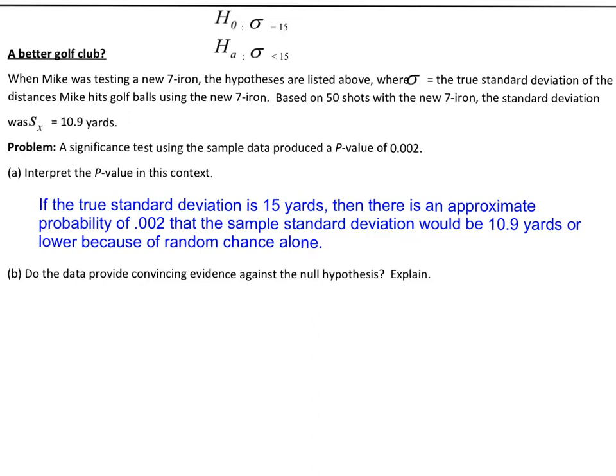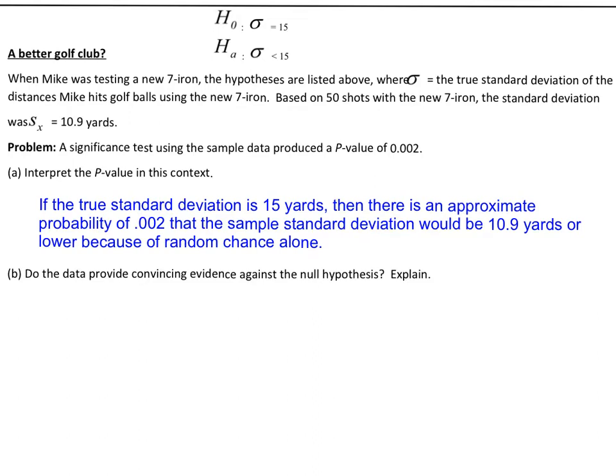If the new club isn't any more accurate, and he just got really, really lucky with this set of 50 shots, there's a 0.002 chance that he would get a sample standard deviation of 10.9 or lower, just because of random chance. Okay? Doesn't seem like it was due to chance. It's just way too low. The better conclusion is that the new club is more accurate.